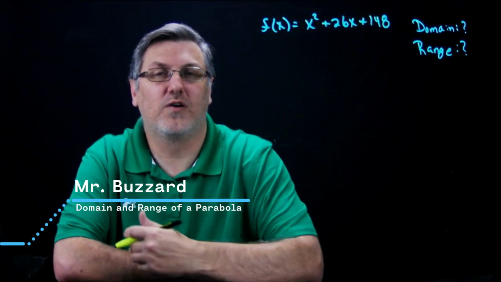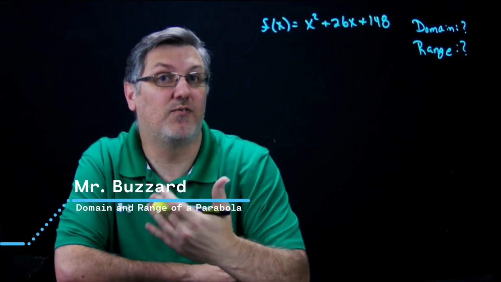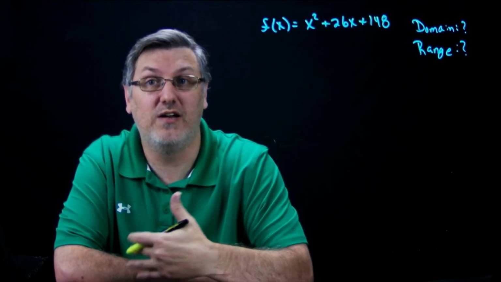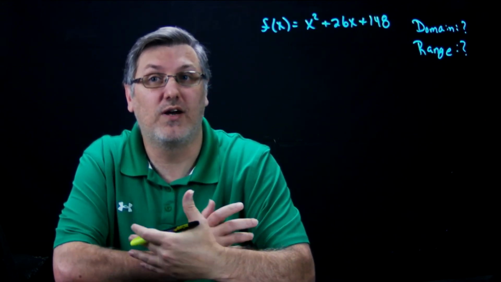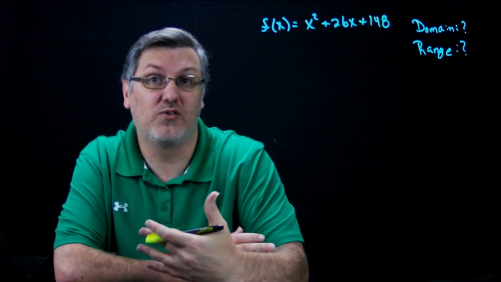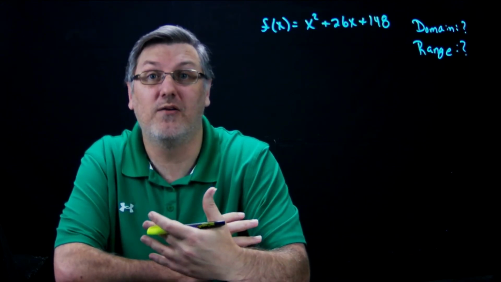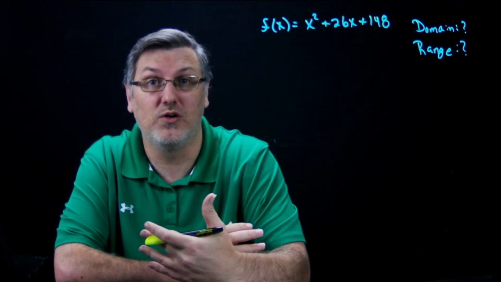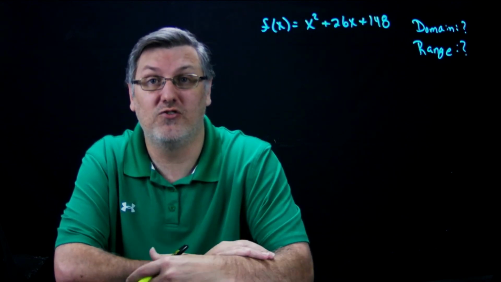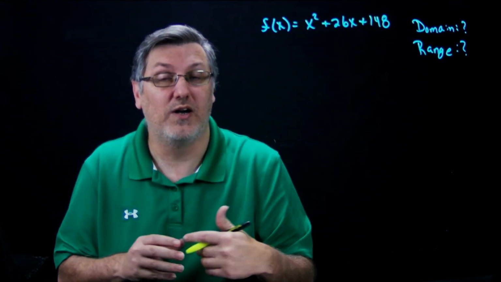Alright, so I'm going to talk about how to find domain and range of a function, really a parabola, when it's not in vertex form. Whenever I give you any type of function that's in vertex form, it's pretty easy to find the domain and range, because then you know the x and y coordinates. Then you can use the parent function to actually find the domain and range.